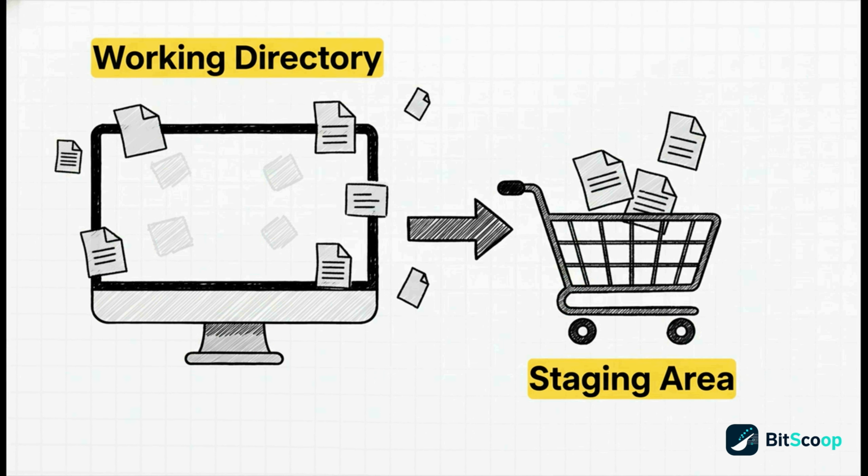So everything starts in your working directory. That's just the folder on your computer where you're actually writing code, making changes, doing your thing. Now, when you're ready to save, you don't just save everything. You first move the specific changes you want to save into something called the staging area. Think of it like a waiting room, or maybe like putting items into your online shopping cart before you check out. You're getting them ready for the final save.